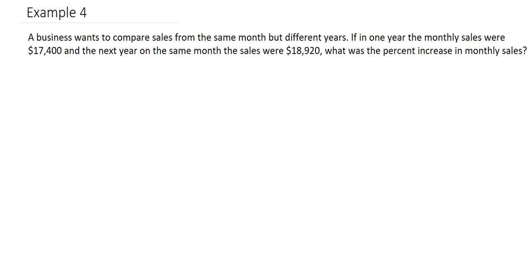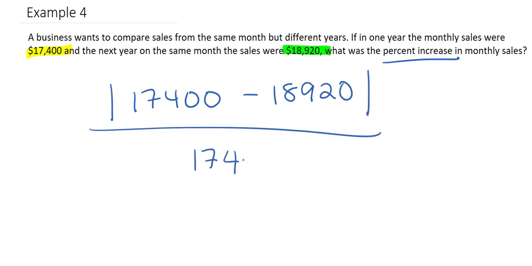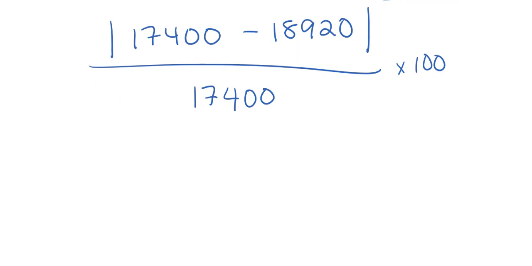A business wants to compare sales from the same month but different years. If in 1 year the monthly sales were 17,400 and the next year in the same month the sales were 18,920, what was the percent increase in the monthly sales? So we have a starting amount and we have a new amount. So let's go ahead and plug those values in. So, starting amount minus the new amount over the starting amount, and then we just multiply all that by 100.